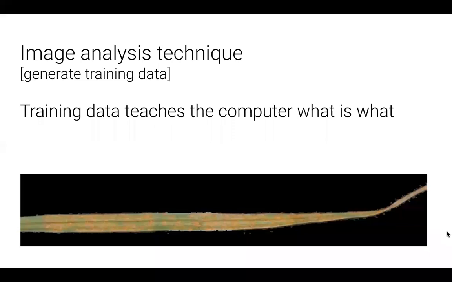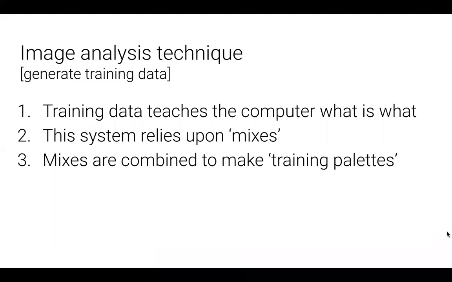If the person using the system doesn't know what they're doing, right? So here's a leaf full of crown rust. It'd be rather difficult to teach the computer what to find. So make sure that for crown rust, you know what's crown rust and what's stem rust, and that's the best way to proceed from there.